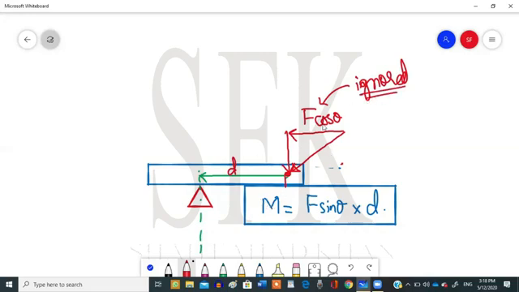Or you could just assume it to be passing through the pivot over here. If this is the pivot, and you ignore the triangle over here, then this F cos theta is actually passing through this pivot.